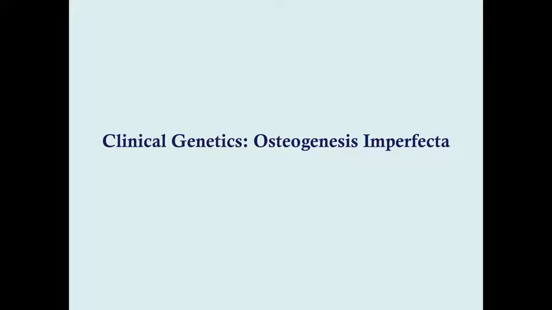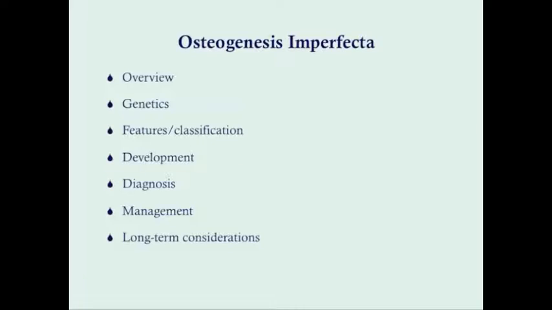So we'll just briefly go over what this is. We'll talk about the genetics behind it, which is somewhat complicated, how this is classified, the features that show up in the various forms of OI, how these children develop briefly, then how you can go about working this up and making the diagnosis, and then finally we'll talk about the management.